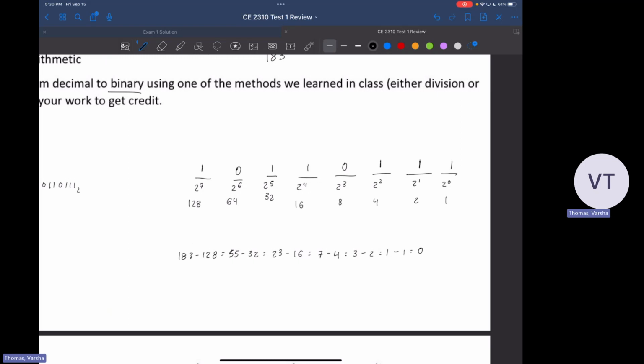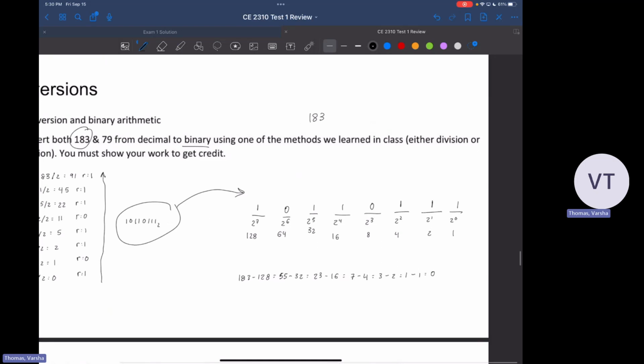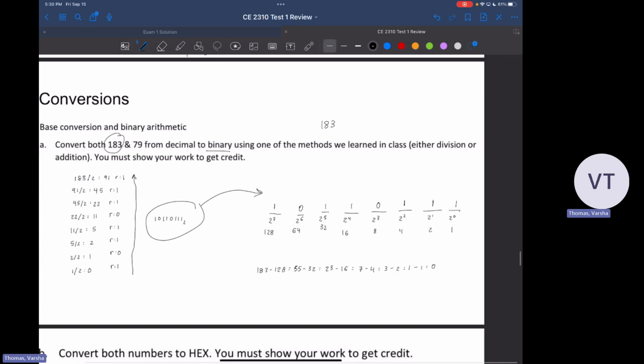So that's the other way. And if you look at these numbers, they should be the same. So we have 1, 0, 1, 1, 0, 1, 1, 1. They match. Does that make sense so far? Okay.